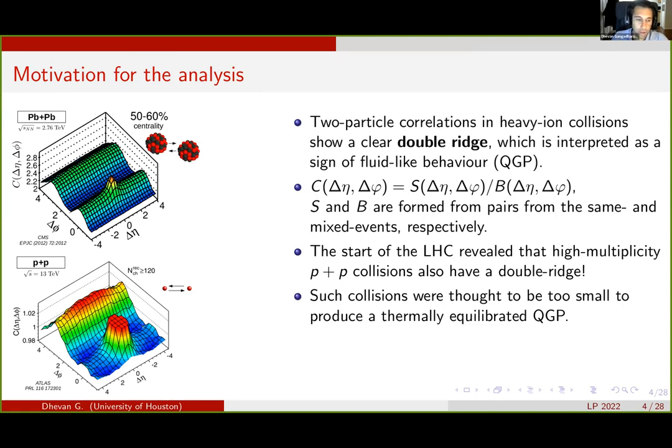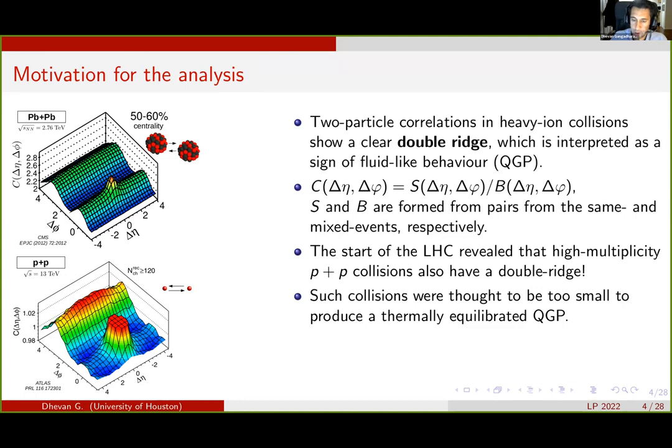You see a near side ridge here. It's much smaller than the away side ridge, but you still see a double ridge in this plot. And that was a big surprise, because in these systems, the initial state was thought to be too small and too short-lived to produce a thermally equilibrated state. But nevertheless, we saw it, and we also see it in the intermediate p-lead, which is also produced at the LHC.